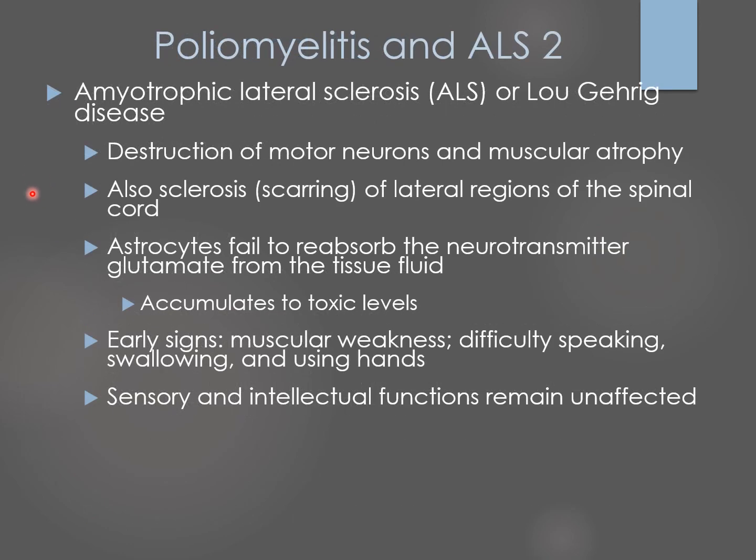ALS, also called Lou Gehrig's disease, is destruction of motor neurons, and consequently the muscles atrophy. We can also have some sclerosing of the spinal cord. Something goes wrong with the astrocytes, and they fail to reabsorb glutamate, which is a neurotransmitter, and it becomes toxic, and it will result in muscular weakness, difficulty speaking, swallowing, using your hands. Then you eventually die from this.